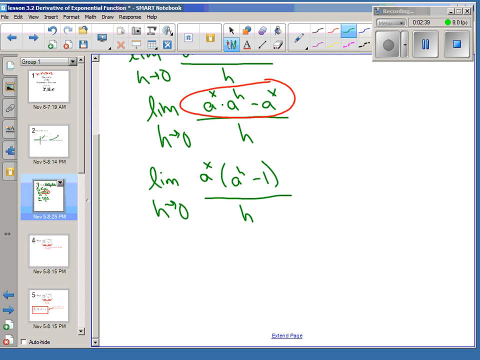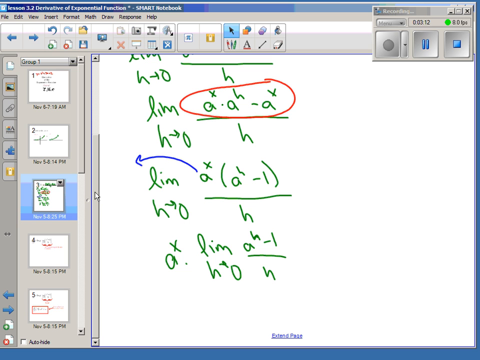And at this point, we have this a to the x that we're multiplying by out front. When we evaluate the limit, we're going to be plugging in 0 for h. Since a to the x doesn't have an h in it, it's not going to be impacting anything in terms of evaluating the limit. So we can actually think of it as a constant or a type of constant and pull it out because it's not going to impact our limit. So we can rewrite this as a to the x times the limit as h approaches 0 of a to the h minus 1 all over h.